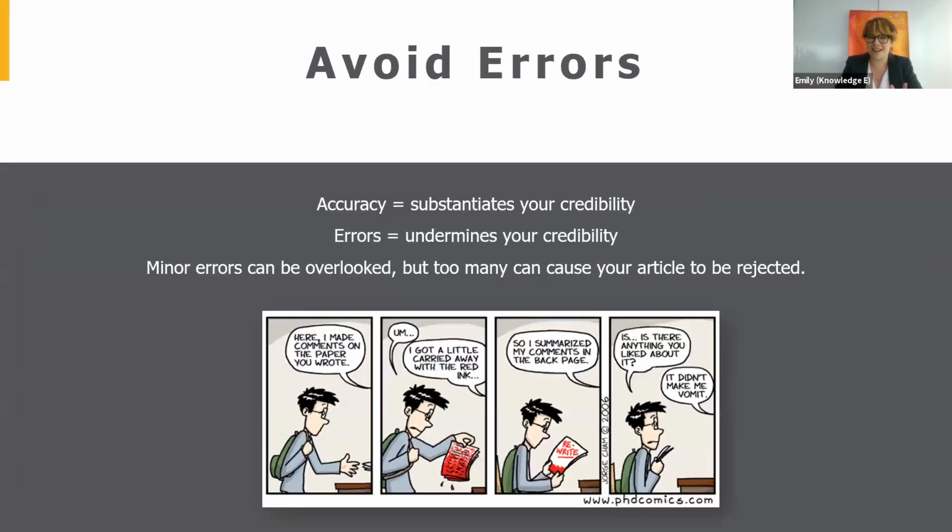Avoid errors. I've already stressed this, but again, cannot stress this enough. The odd error is okay, but too many is grounds for rejection. Accuracy substantiates your credibility, whereas errors undermine it. And again, every journal has its own criteria. Journals in the same field can have lots of variations in spelling, language, formatting, and reference styles. So again, try and give them what they want. It might seem pointless to change them and it's really time consuming, but it makes such a difference to the reception of your article.